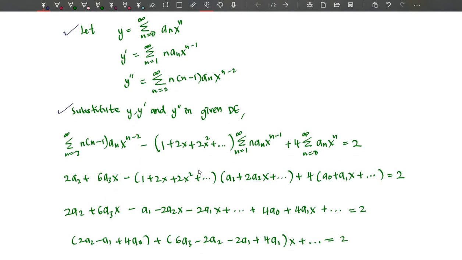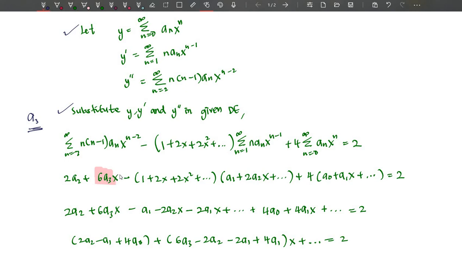For this solution, I choose to expand instead of continuing to solve in terms of summation, because we just want to find until a3. That means it is a short solution. So I decided to expand. The expansion for the first summation will be 2a2 plus 6a3x. The reason I stop here is because the coefficient a3 appears here. So we just need to stop at this term and do not have to expand anymore.